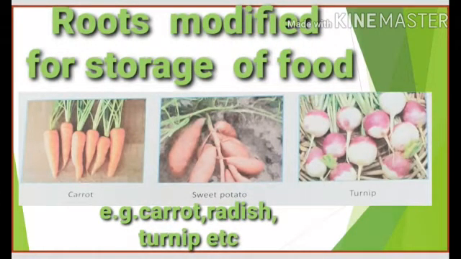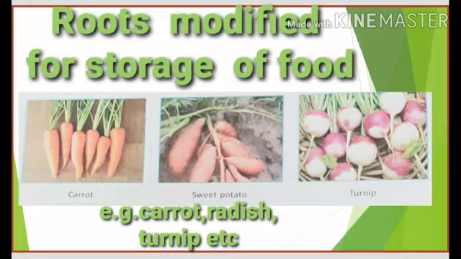First of all, roots modified for storage of food. Are you familiar with these? Carrot, radish, turnip, etc. All these are actually roots of plants that are eaten by us raw in the form of salad, and sometimes they are cooked as vegetables. So, what are the roots modified for storage of food?